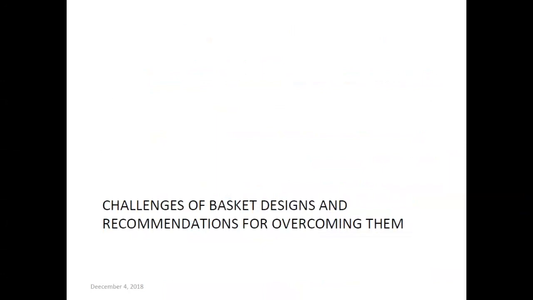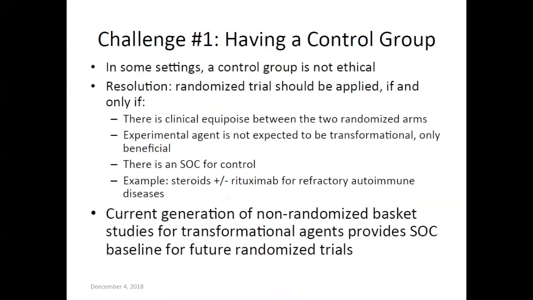Okay, so then the challenges of basket designs and the recommendations for overcoming them. Challenge number one is having a control group. In some settings, a control group is not ethical. And really the standard is, would you want to be enrolled yourself or have someone you love enrolled in the control group? In other words, is there enough clinical equipoise, which is to say you don't really know which arm is better. For this to be true, you really need the experimental agent to not be one of these very special drugs that has been doing so spectacularly well. And also you need to have a credible standard of care for the control group. So for example, we're simulating a basket trial with steroids plus or minus rituximab for refractory autoimmune diseases, where steroids are known to work and rituximab is an effective but not transformational drug.